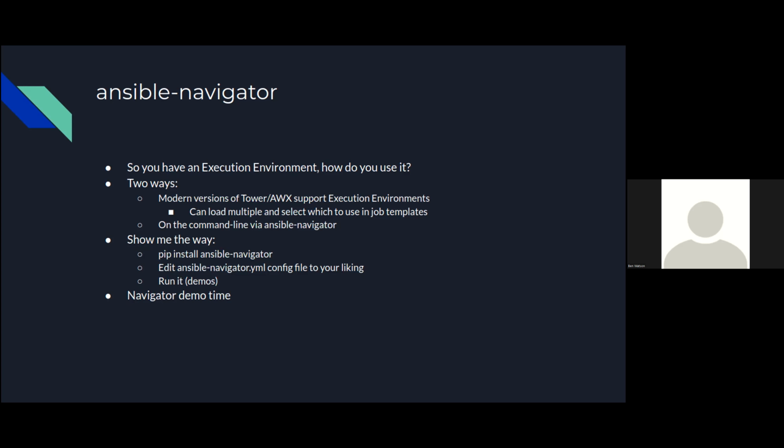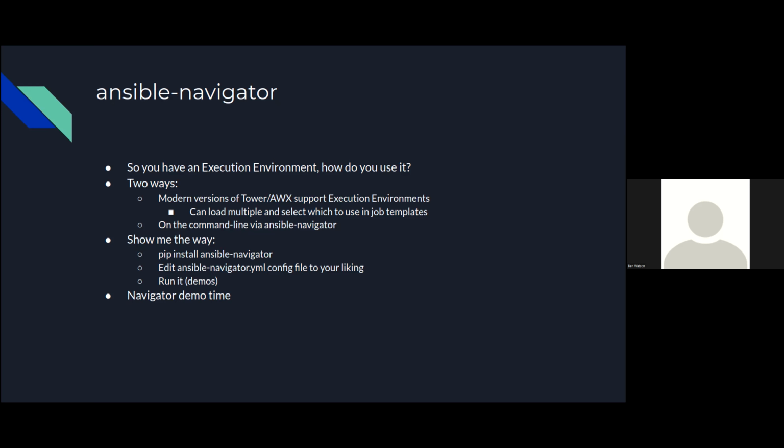Newer versions directly support these execution environments. So you can tell your Tower, here's my container registry. There's all these versions of execution environments, and you can tell it for a single job template, I want you to use this execution environment to run this job template. I want you to use this one to run this template. By default, use this version over here, right? And so you can completely control and tune which execution environment you want to use to run certain content.